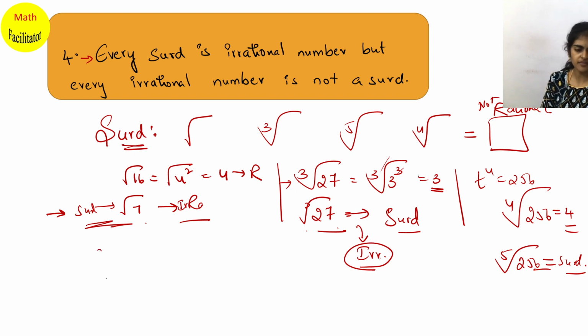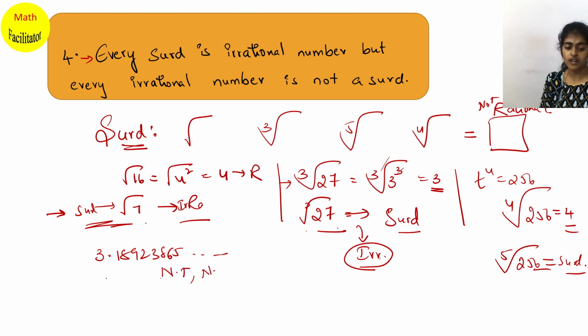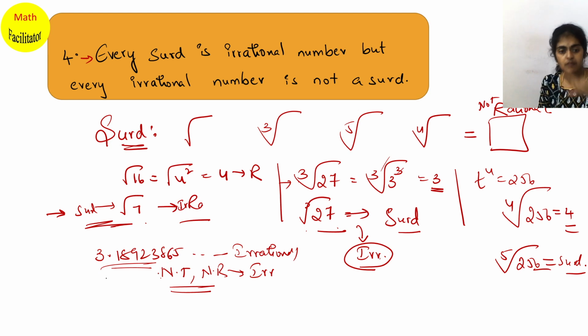Why? Suppose I take the number 3.189238865, and so on. So this is non-terminating. In the other class also I explained to you, this is non-terminating and it is not repeating. NTNR, whenever you get NTNR, I told you it's an irrational number. This is an NTNR. So NTNR means irrational number. But is this a surd? Do you have any roots here? No. So it's not a surd. It is an irrational number, but it is not a surd.